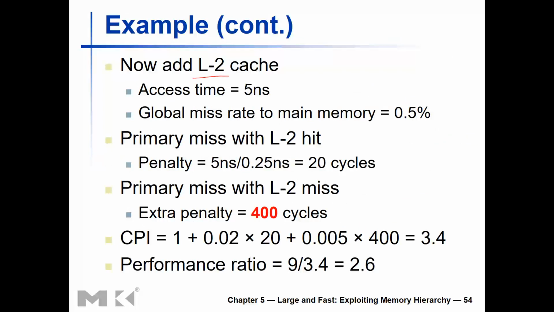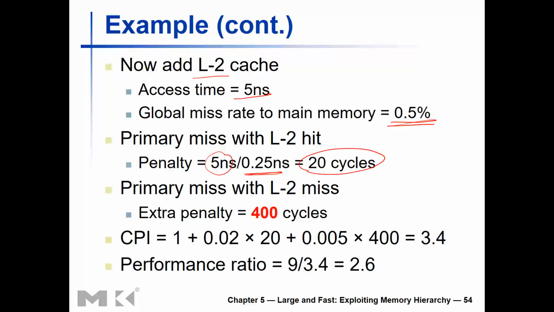L2. And the access time for L2 is 5 nanoseconds. The global miss rate to main memory is 0.5%. Okay, so here, since the access time is 5 nanoseconds, we need to convert this 5 nanosecond into cycles. So we divide by the 4 gigahertz cycle, which is 0.25 nanosecond. That comes to 20 cycles.